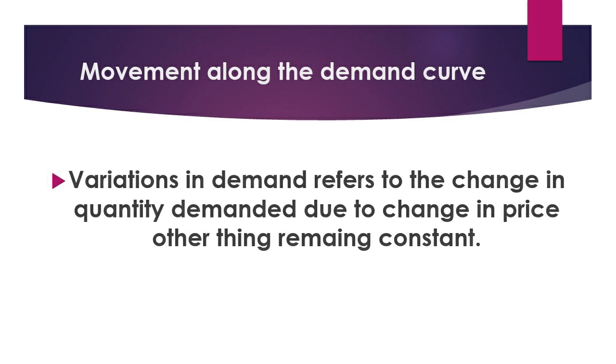Other factors remaining constant, which basically means when there is a change in the price of a commodity, say the price of a commodity increases or decreases, what effect it is going to bring upon the quantity demanded. Looking at this relation, the movement along the demand curve will take place. We will study it in more detail in two parts, that is extension in demand and contraction in demand.